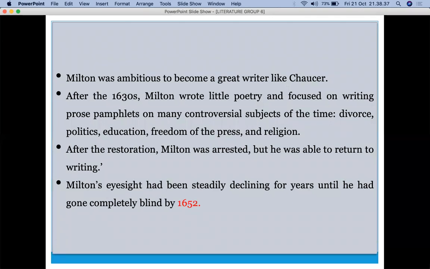Milton was ambitious to become a great writer like Chaucer. After the 1630s, Milton wrote little poetry and focused on writing pamphlets on many controversial subjects of the time: divorce, politics, education, freedom of the press, and religion. After the Restoration, Milton was arrested, but he was able to return to writing. Milton's eyesight had been steadily declining for years until he had gone completely blind by 1652.